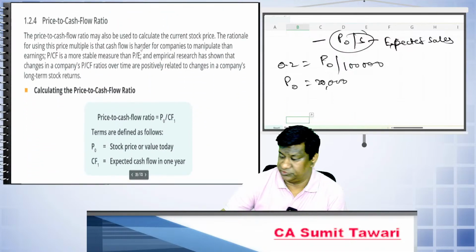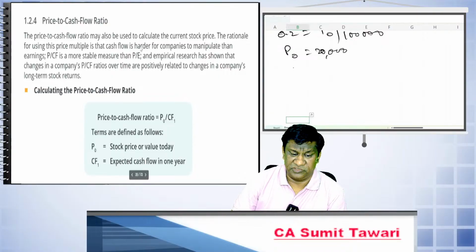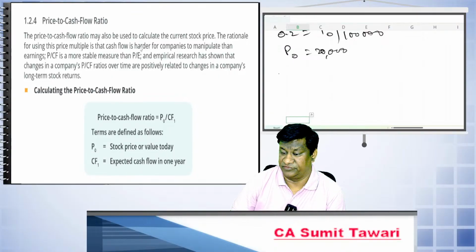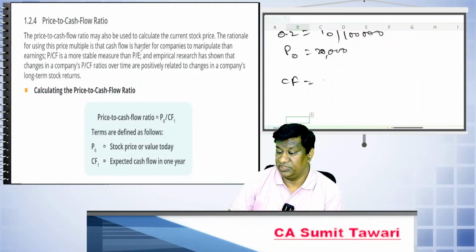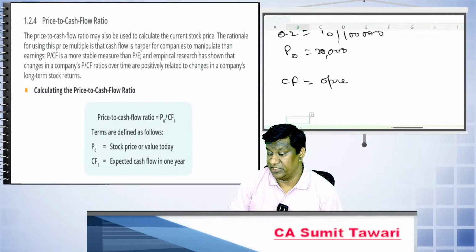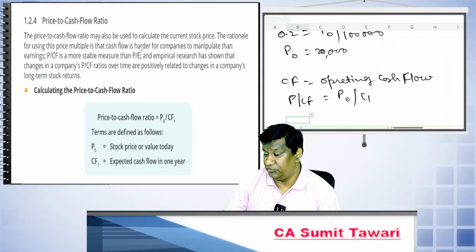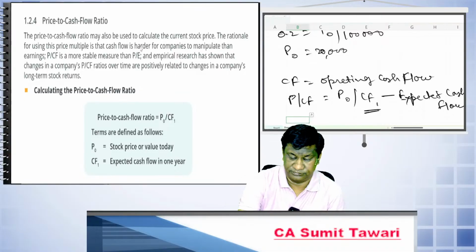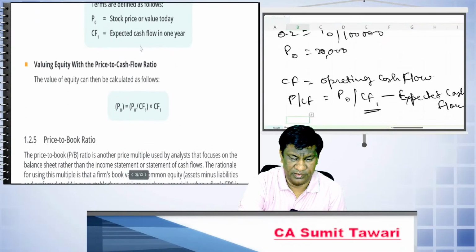Then price to cash flow ratio, the same one. So cash flow generally we calculate on the basis of operating cash flow. Okay, so whatever may be the operating cash flow, that you need to consider. So again, same, like price to cash flow ratio. So here P0 divided by cash flow 1. Okay, means the expected cash flow. So it's the same thing.